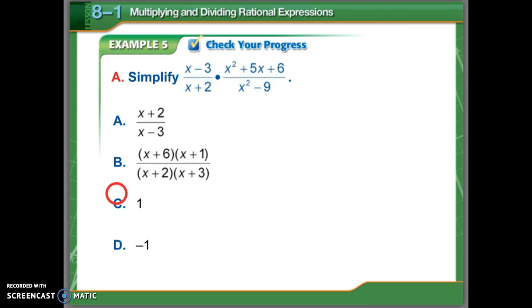Your answer this time is C. All of this simplifies down to just the number 1. This right here is probably the fanciest way you've ever seen the number 1 written.